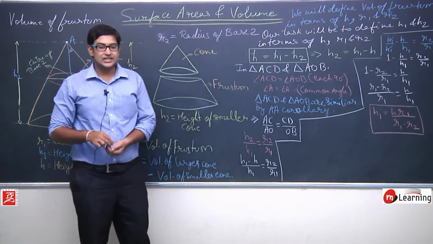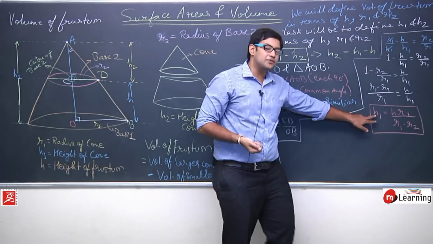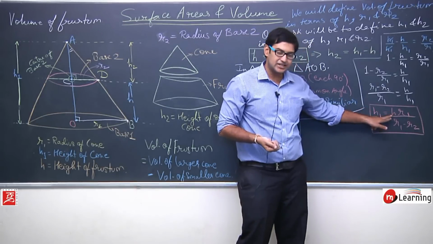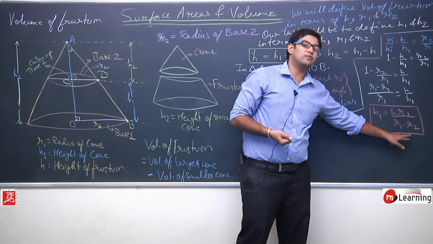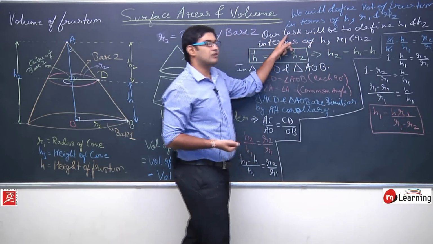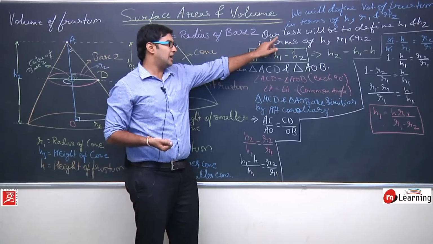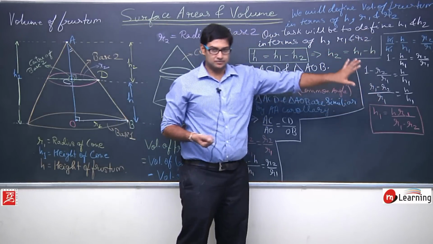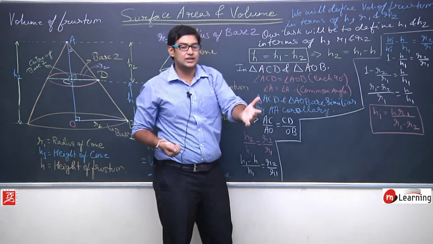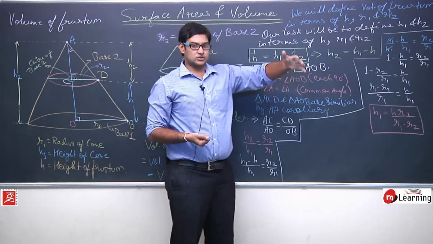What is H? H is the height of the frustum, and I have deduced the height of the cone in terms of H, the radius of base 1 and radius of base 2, R2. This is what our task was: to define H1 and H2 in terms of H, R1 and R2. So I have defined this. This is the approach that I need to follow. If I know where I need to go, then I can very easily approach it.